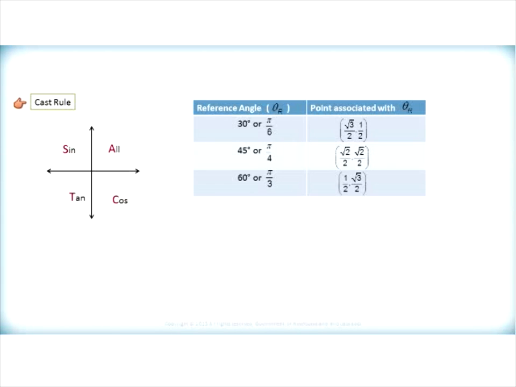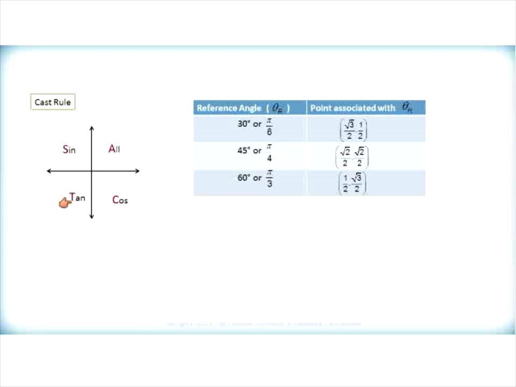A couple of things we need to refresh our memory on first, the CAST rule. Notice the word CAST can be spelled starting at quadrant 4, going in this direction. C-A-S-T spells the word cast. And of course, it represents where things are positive. So cosine is positive in quadrant 4. They're all positive in quadrant 1. And when I say all, I mean sine, tan, and cosine. Sine is positive in quadrant 2, and tan is positive in quadrant 3.